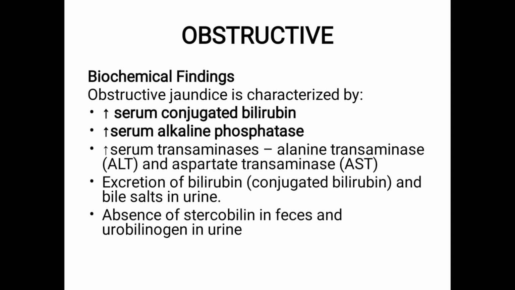So why the absence of stercobilin and urobilinogen? Because of the biliary obstruction, bilirubin does not enter the intestine, and therefore there is no question of formation of urobilinogen and stercobilin, which are not formed and not found in the urine or feces. So these are the three types of jaundice.